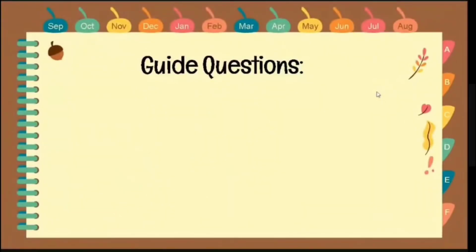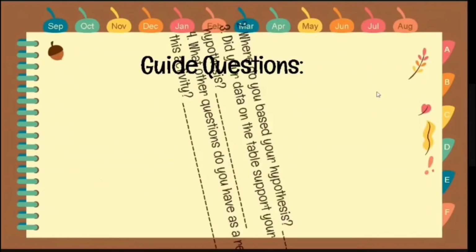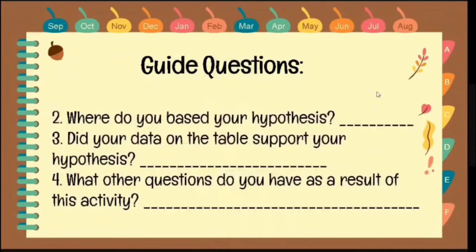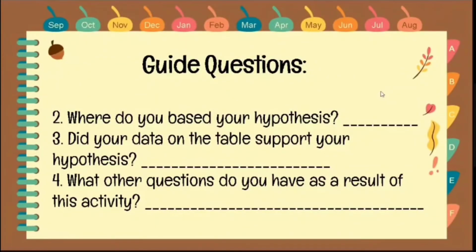Question number 2. Where do you base your hypothesis? Or, what is the basis for the hypothesis that you have formulated? Question number 3. Did your data on the table support your hypothesis? Or, is your hypothesis valid based on the experiment you have conducted? And lastly, number 4, what other questions do you have as a result of this activity? You may write any question that you think of while doing this activity.